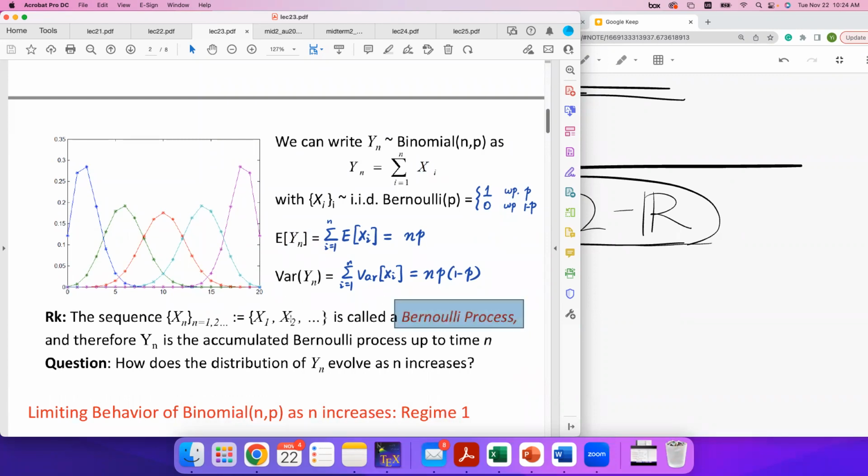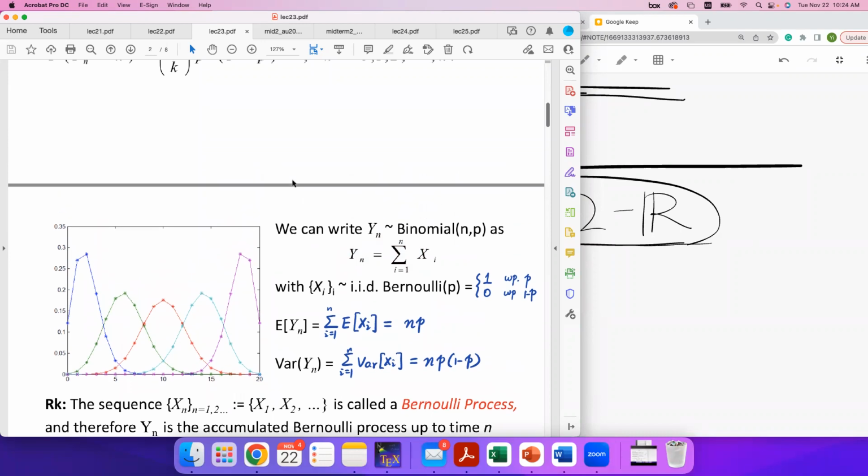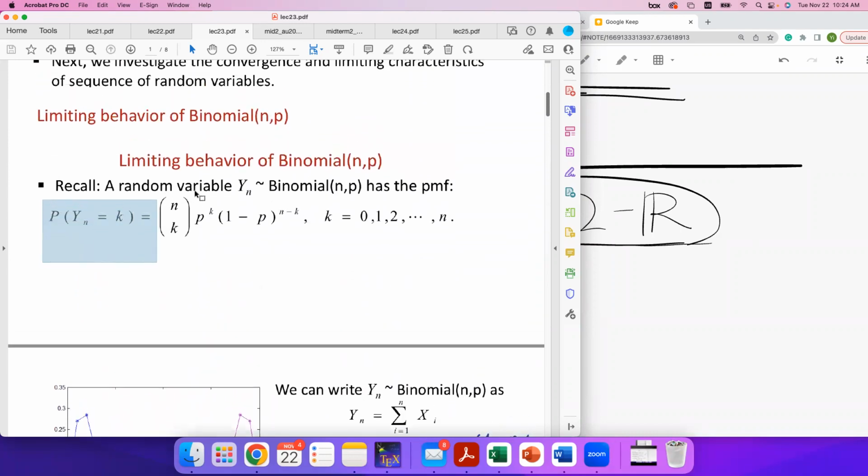Basically, every experiment is a Bernoulli random variable, and Yn is an accumulation of this Bernoulli process up to a certain time n. And the question that we want to understand is, how does this distribution of Yn evolve as n increases? This is the PMF of Yn.